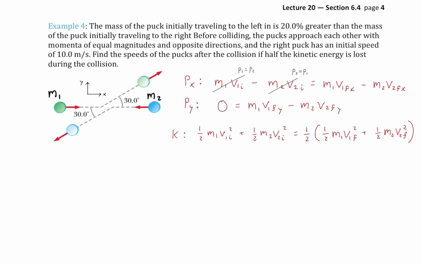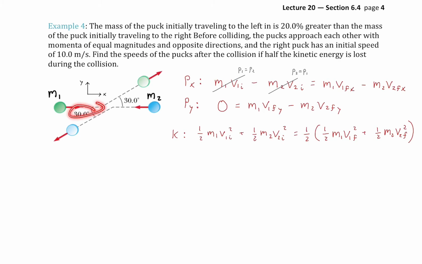And the right puck has an initial speed of 10 meters per second. So we know that this one has an initial speed of 10 meters per second. And we're asked to find the speeds of the pucks after the collision if half the kinetic energy is lost during the collision. All right, so let's think about that. What do we know? How are we going to find things out here? Let's simplify it. We are only solving for two unknowns because we're just going to find both their speeds.